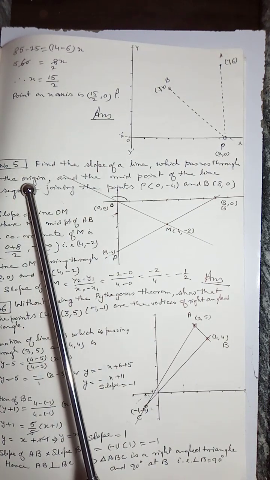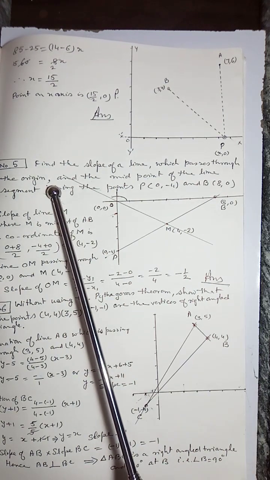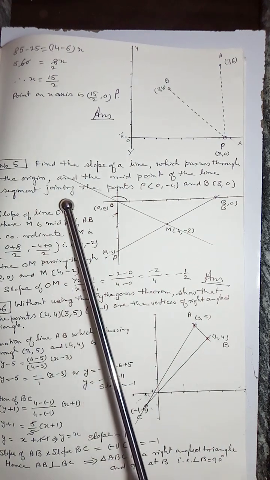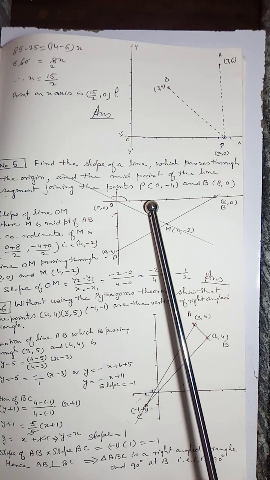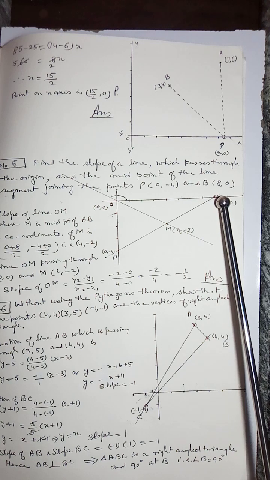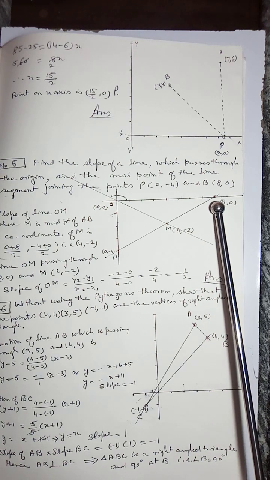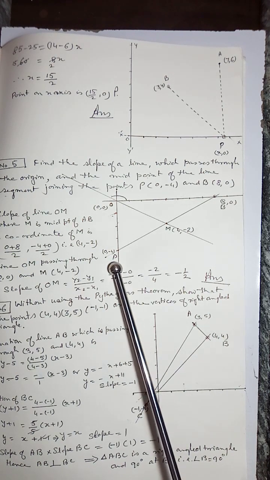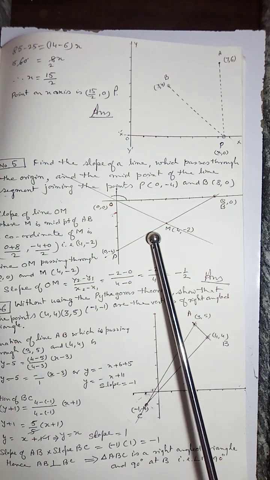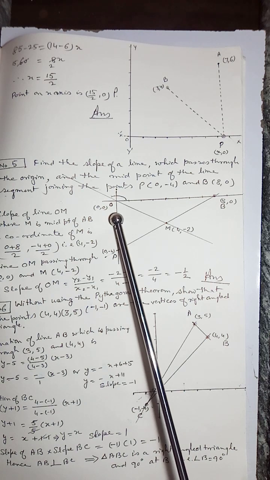Now come to the question number 5. Find the slope of the line which passes through the origin and the midpoint of the line segment joining the points P, that is (0, minus 4) and B (8, 0). अब देखिए (8, 0) का ये पॉइंट लोकेट किया हूँ एक्स एक्सेस पर और P का है यहाँ पर (0, minus 4). ये मैंने फोर्थ क्वाड्रेंट का दिया है. This is the coordinate of the origin, that is (0, 0).